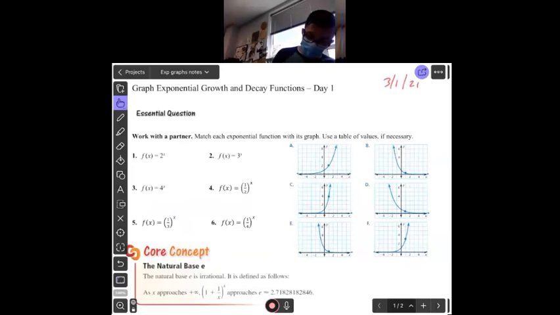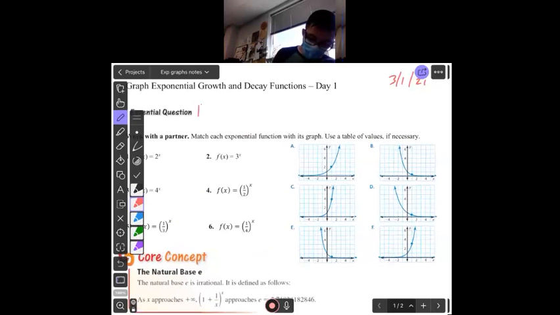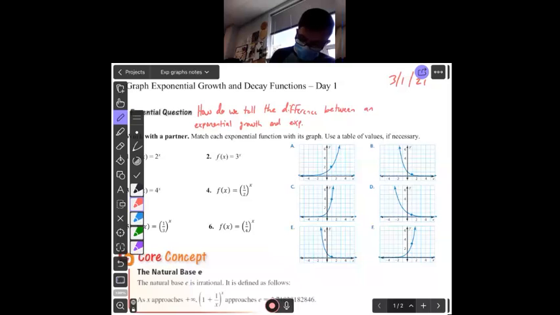Central question for today is going to be, how do we tell the difference between an exponential growth and an exponential decay function? All right, so how do we tell the difference between an exponential growth and an exponential decay function?